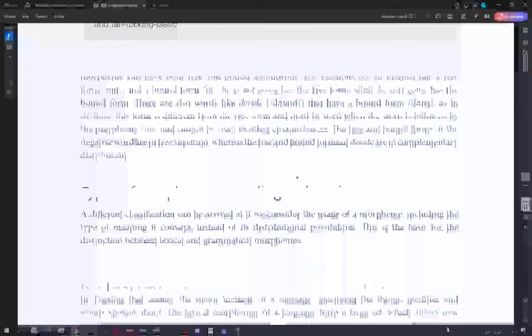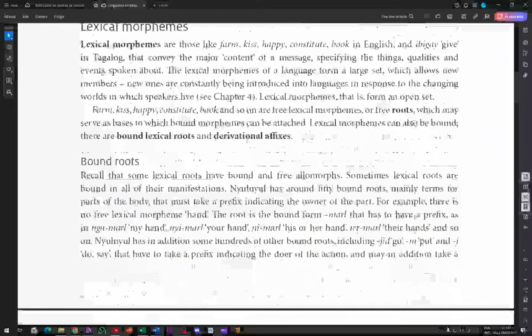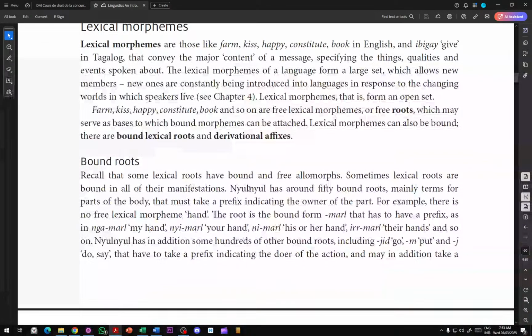I think he's referring to the part where he said deride and derision, where the free and bound forms of the negative word are in free variation, whereas the free and bound forms of deride are in complementary distribution. A morpheme can have both free and bound allomorphs. Okay. Sometimes lexical roots are bound in all of their manifestations.